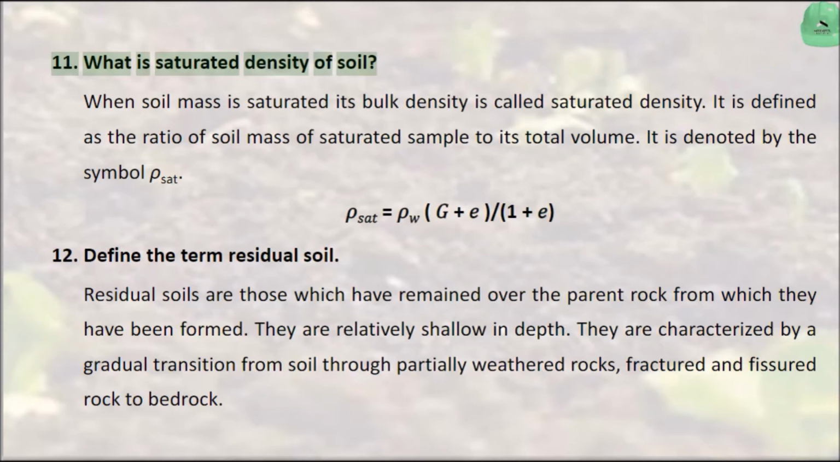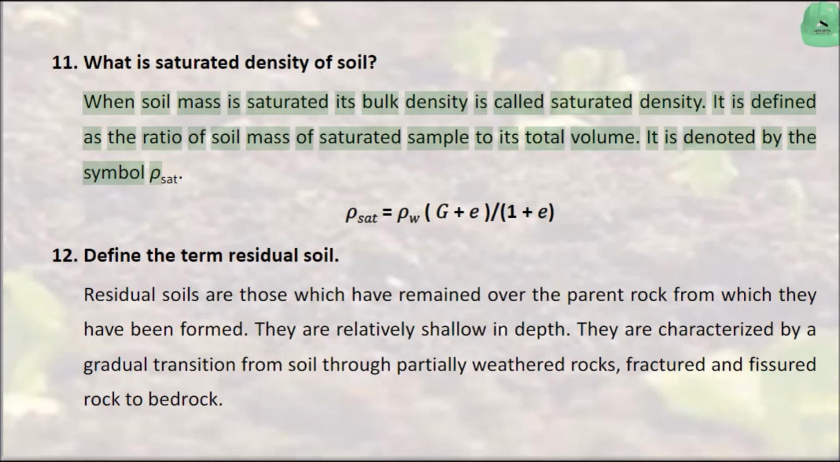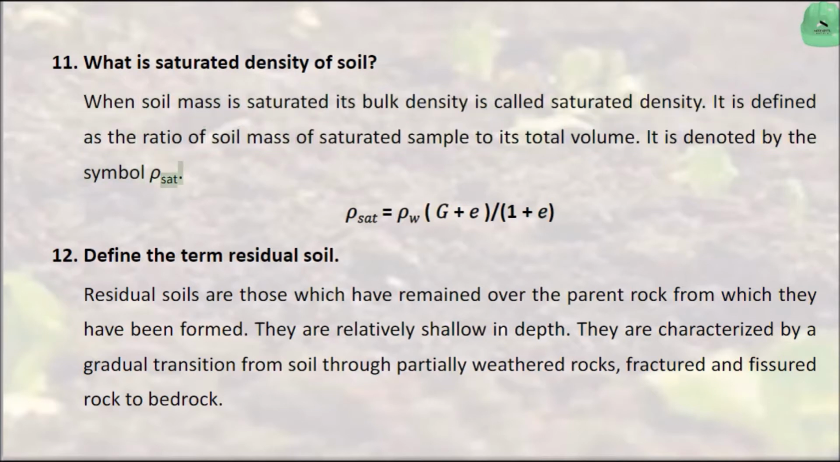What is saturated density of soil? When soil mass is saturated, its bulk density is called saturated density. It is defined as the ratio of soil mass of saturated sample to its total volume. It is denoted by the symbol sat.